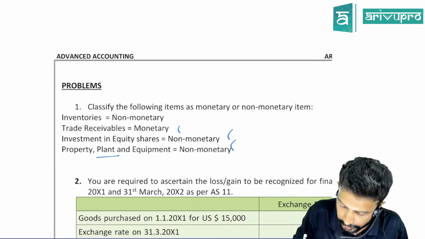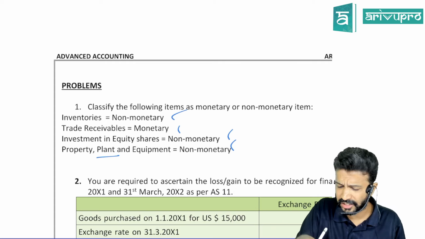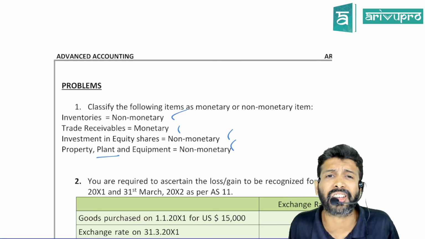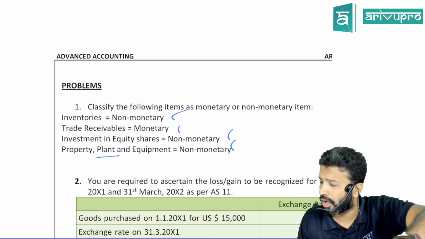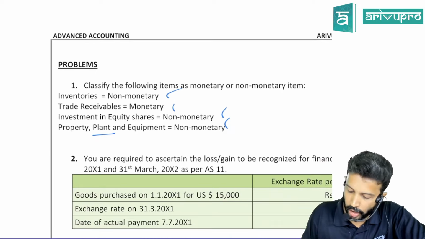The answer is given here. These sorts of questions have also come in the past. They may ask this for 2 marks, 3 marks, etc. They will give 5-6 components and ask you to classify them as monetary or non-monetary. Such questions have come. Can I move on to the next one?